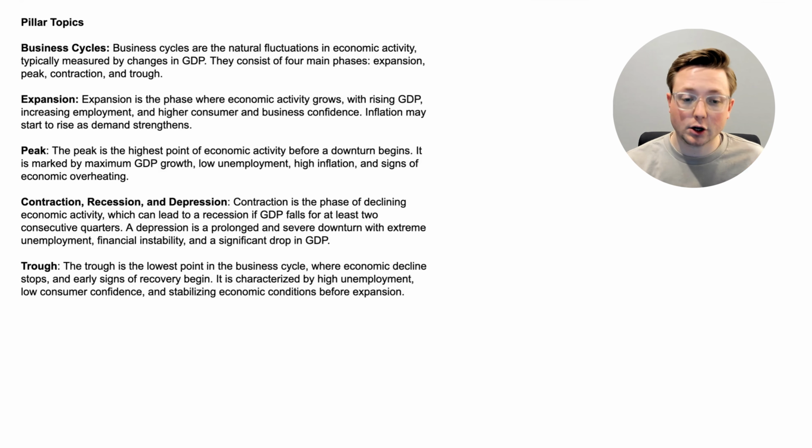Now let's talk about contractions, recessions, and depressions. Contraction is the phase of declining economic activity, which can lead to a recession if GDP falls for at least 2 consecutive quarters. A depression is a prolonged and severe downturn with extreme unemployment, financial instability, and a significant drop in GDP. So remember, contraction is just the general downturn after a peak.